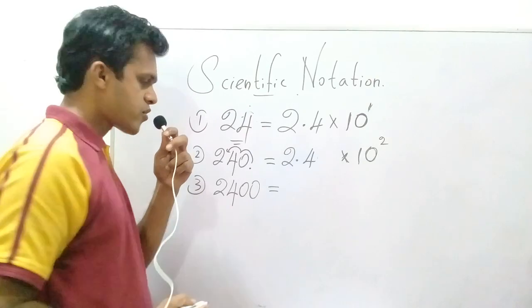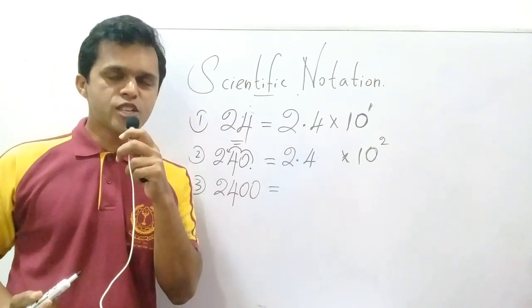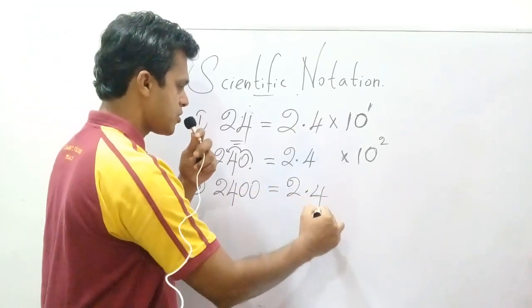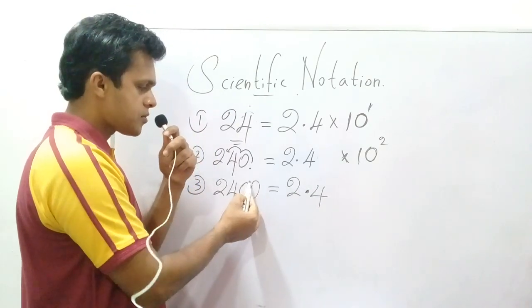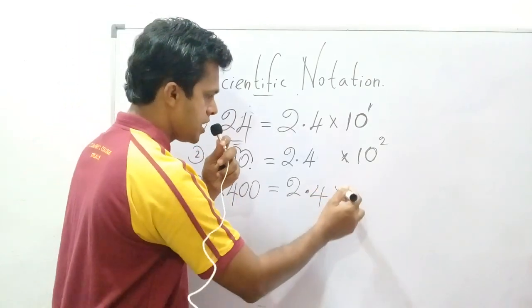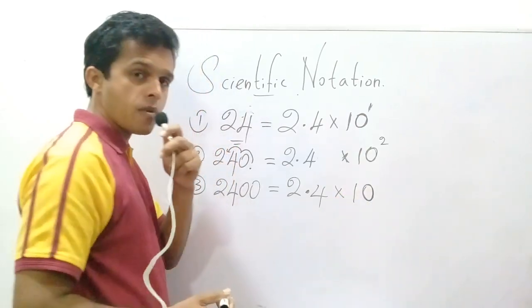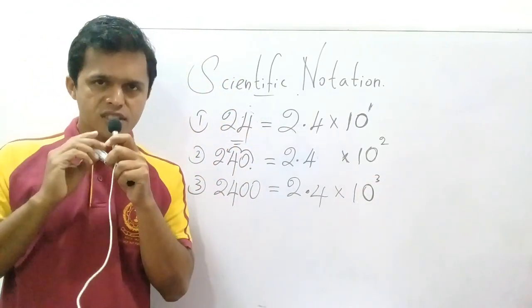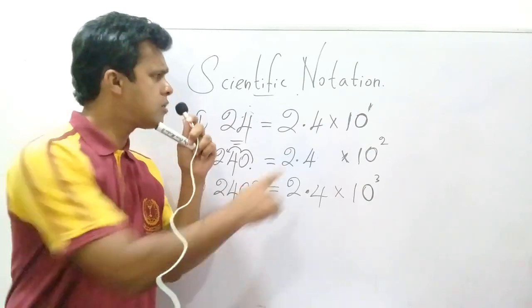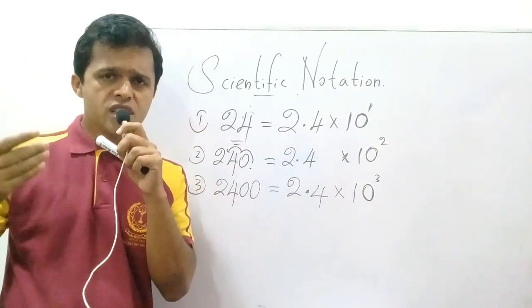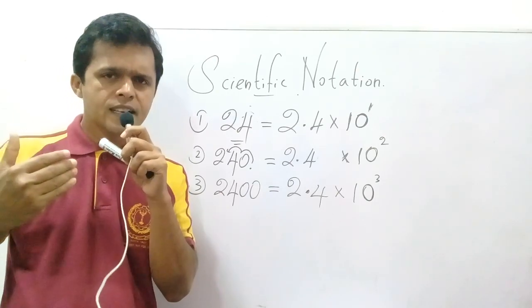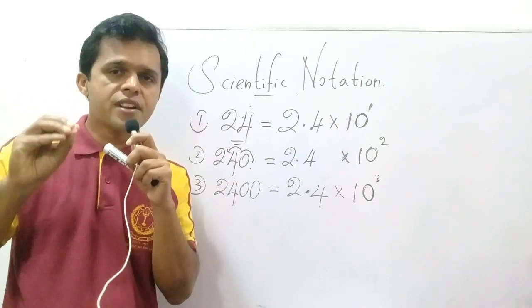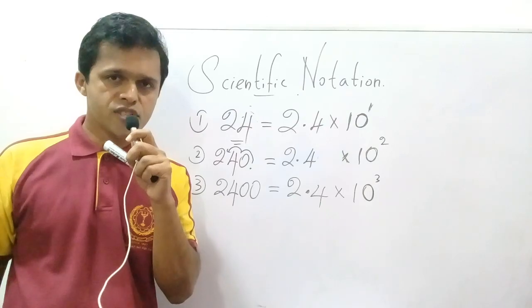How about this one? 2400. Let's write this number in scientific notation. How do you do that? 2.4, the decimal point comes here, passing 1, 2 and 3 digits. So into 10 to the power 3. If you have a question why it is written 10 to the power 1, 10 to the power 2, 10 to the power 3, and so on, that is the method of writing a given number in scientific notation.